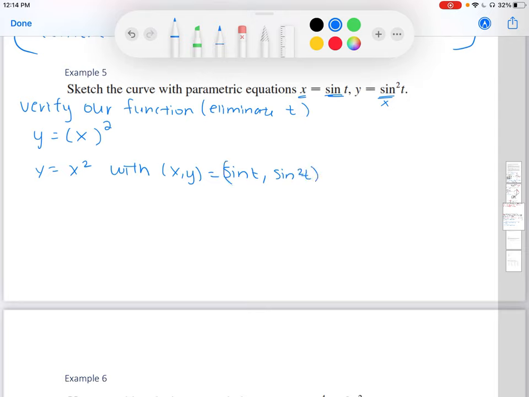Now, our sine squared will always produce a positive option. Our sine t will give us a range from 1 to negative 1. Again, think of unit circle. What's the biggest value your sine can be? So we have restriction here for t, or x, not t. It's only the x, where x is between negative 1 and 1.